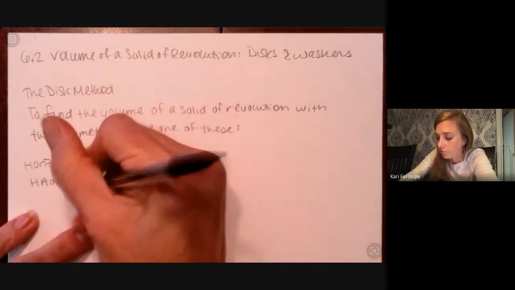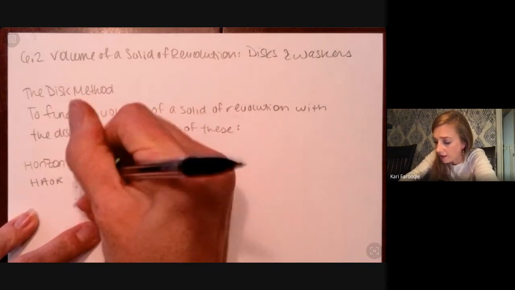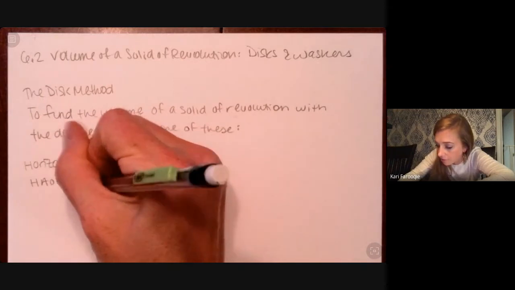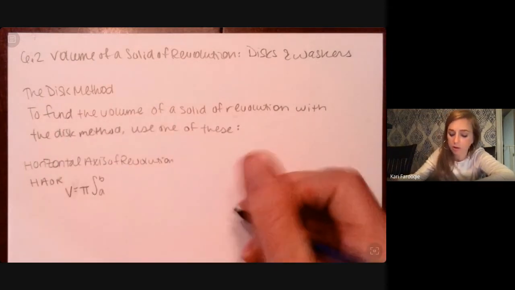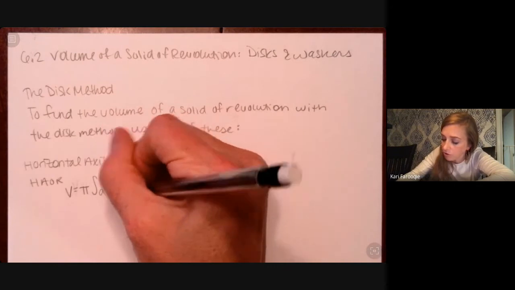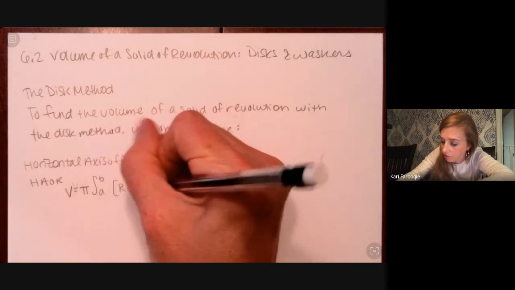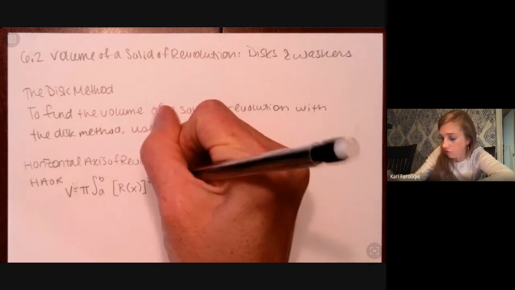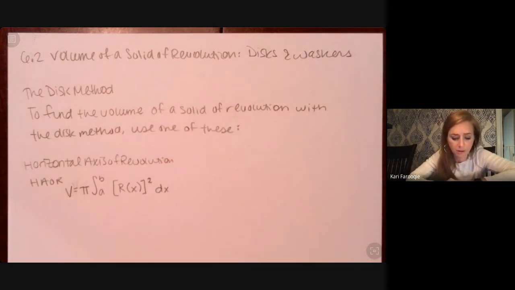I forgot one of the most important things. There's a pi in front of your integral. Pi times the integral from a to b of, and what you're going to do here is take the radius, which is a function of x, and you're going to square that function, whatever it is. Then you're going to integrate with respect to x. So a horizontal axis of revolution gets a dx integral if you're using disks and washers.